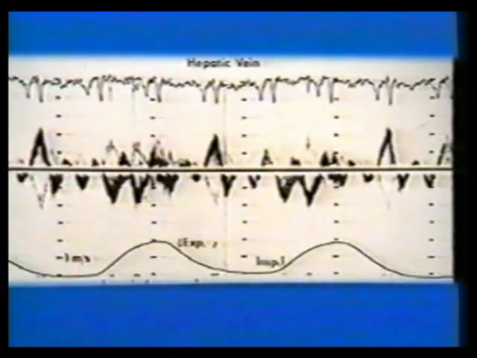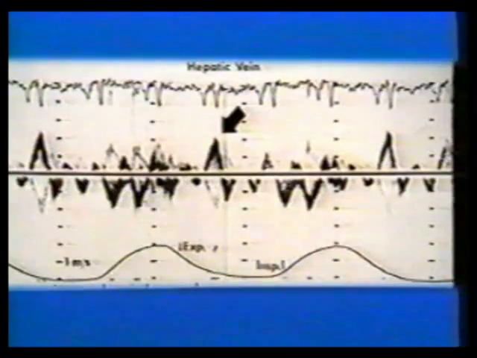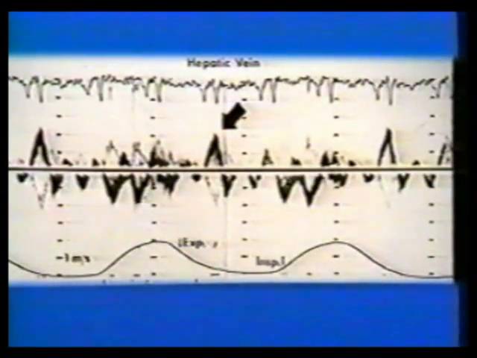Accompanying the marked expiratory decrease in forward flow is a significant increase in flow reversal with expiration. Both the decrease in forward flow and the increase in reverse flow are likely due to the rightward septal shift with expiration, which impedes right heart filling.